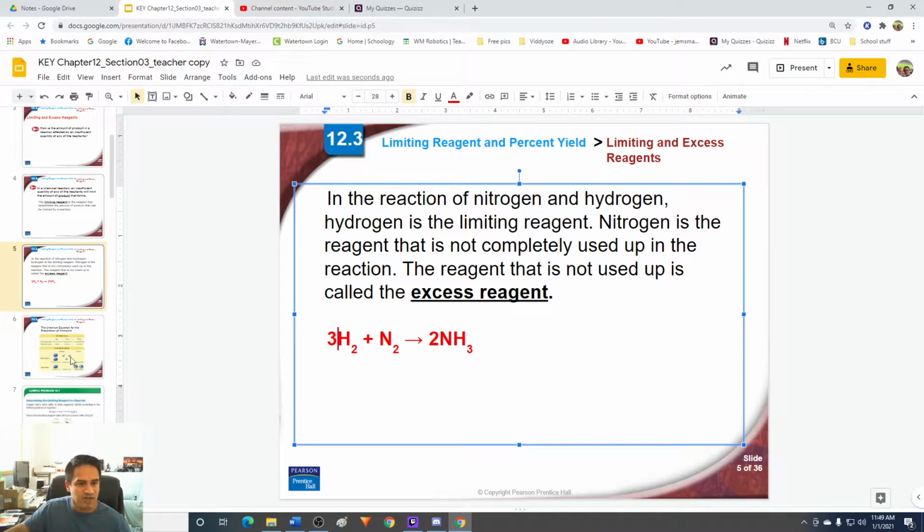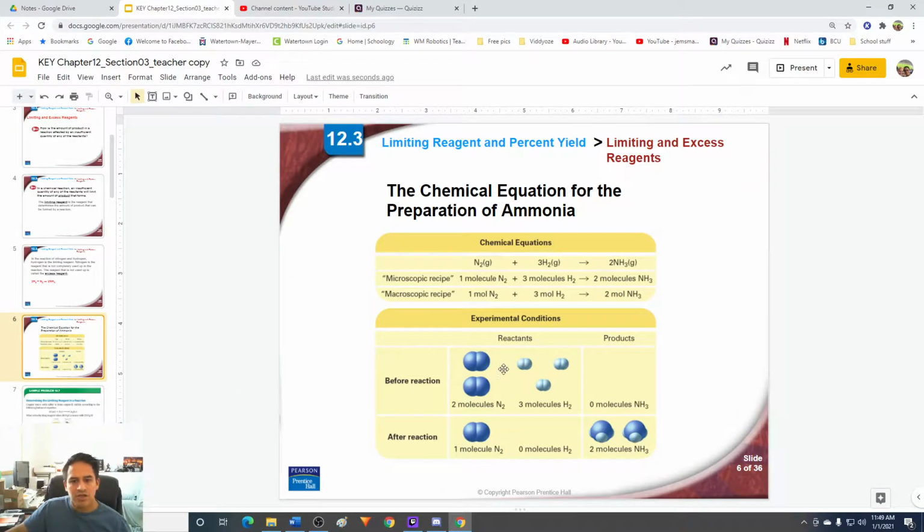and we'll go through some practice problems again so we understand how we know this. So here's the reaction shown between nitrogen, hydrogen, making ammonia. Okay, so N2 plus 3H2 makes 2NH3.